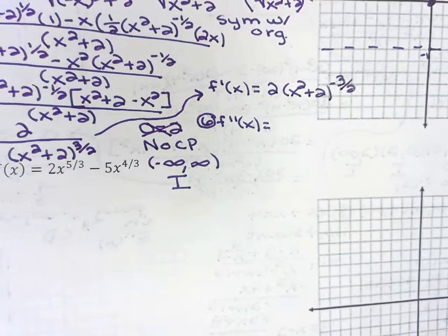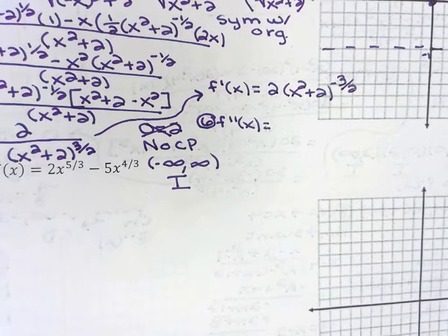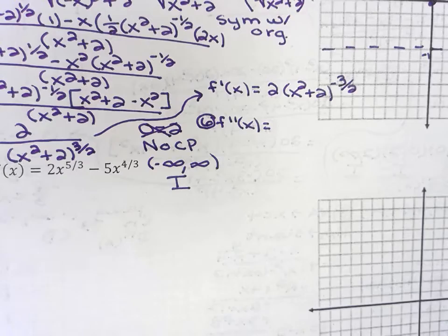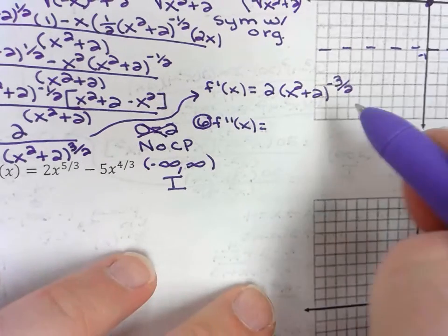If I use that shortcut, it saves me a little bit of work by ignoring the quotient rule. Basically, I'm just going to use the what now? Not product, because 2 is the constant. Chain rule. We don't have to do the product because 2 is a constant. If it was 2x, I would have, because it would have been a function times a function. So now I just have to do the chain rule.